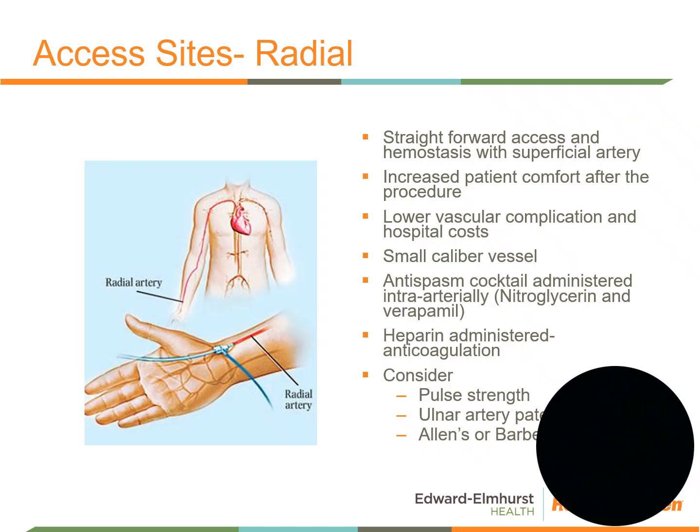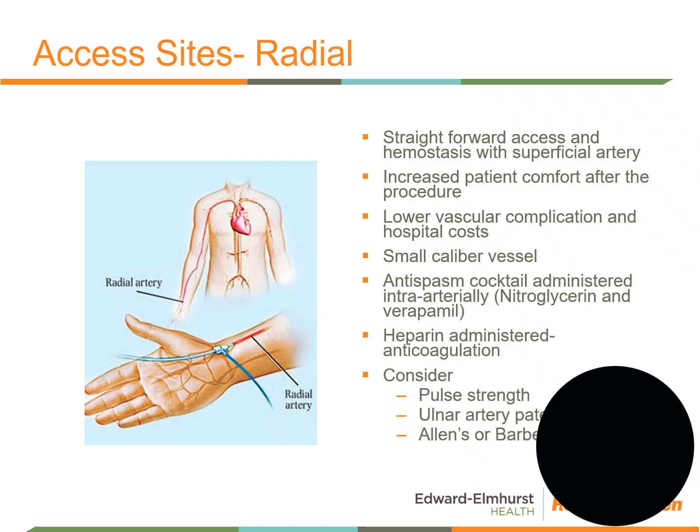So there's pretty straightforward access and hemostasis with that superficial artery. You can feel most people's pulses without any issue. It's increased patient comfort after the procedure because they can sit up, they can move around a little bit more. They just kind of have to act like that wrist is broken. It obviously lowers the vascular complication and hospital costs. It's a smaller caliber vessel, and we use an antispasm cocktail during the case composed of nitro and verapamil, and that's administered right through the sheath into that radial artery.